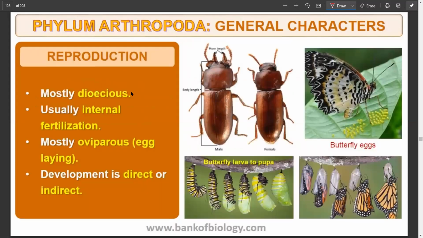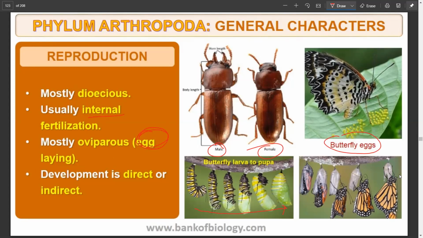Now reproduction: most of them are dioecious, that is, male and female are separate organisms, but some of them are monoecious. Typically there is internal fertilization, and most of them are oviparous, the egg laying organisms. Development can be direct or indirect. Indirect you can see in the case of the butterfly, how the metamorphosis takes place all the way from the egg through different stages, and finally they transform into the beautiful butterfly.